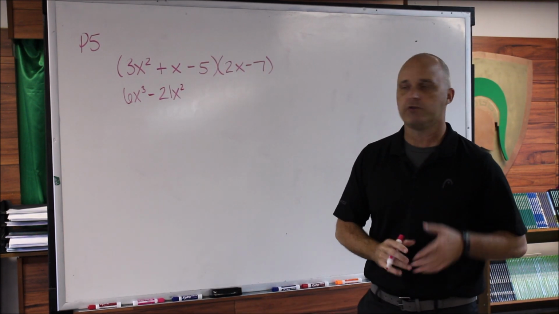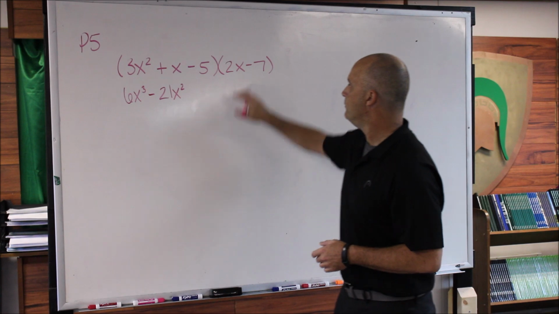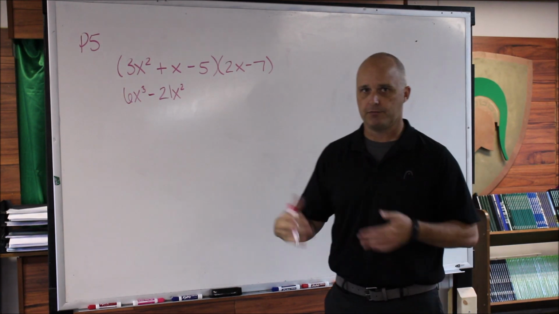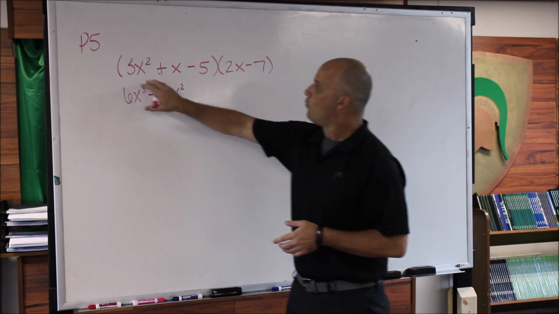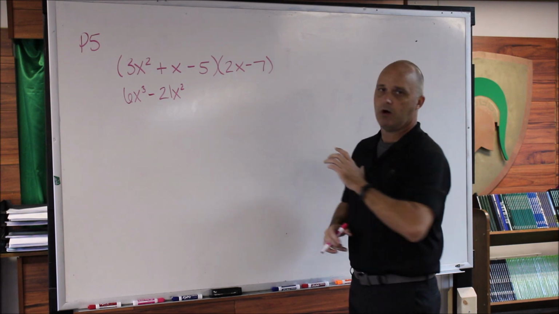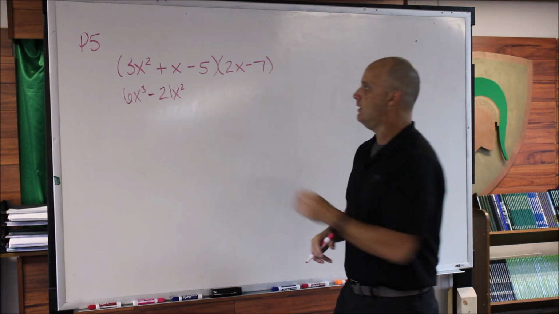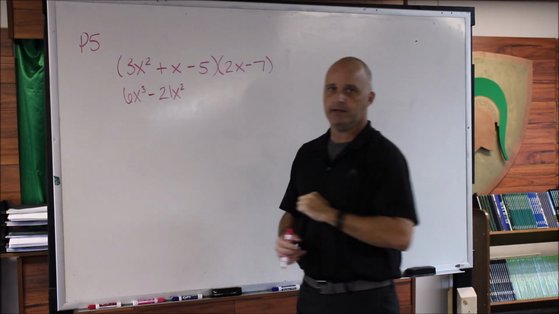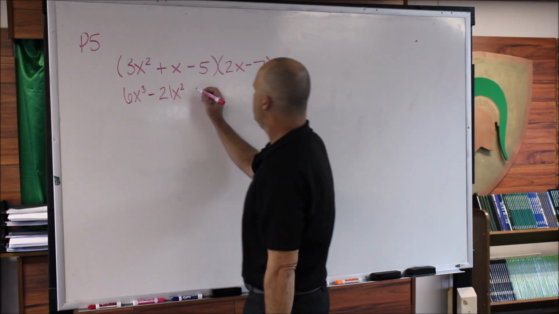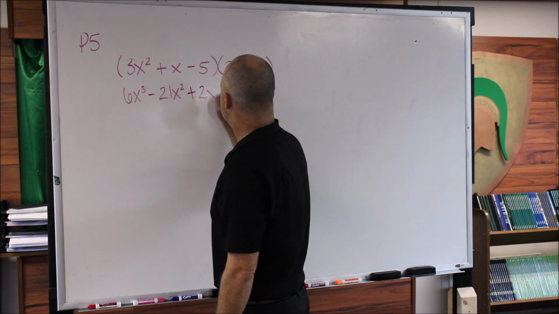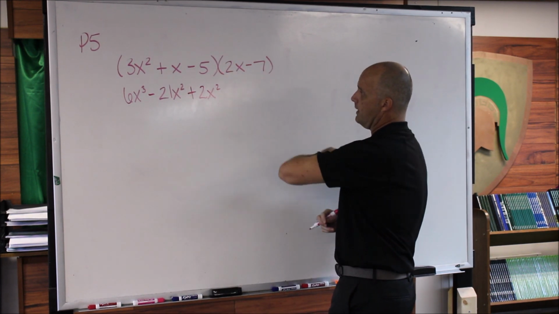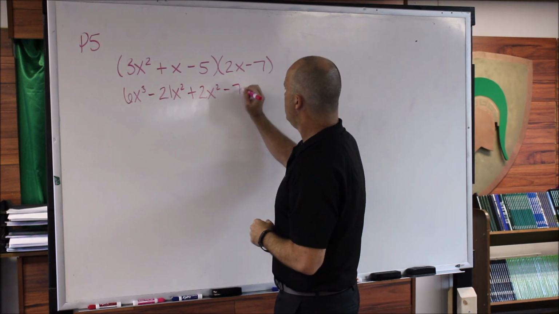So what we've done now is we've run this 3x squared through to both of these terms. If there was a third term over here, then we just multiply again. So run your first term through against everything that's in your second quantity. And then once you've done that, you can move on to the second term in your first quantity. So we're going to say x times 2x is 2x squared. Then multiply it against the second term in that quantity. So x times negative 7 is negative 7x.